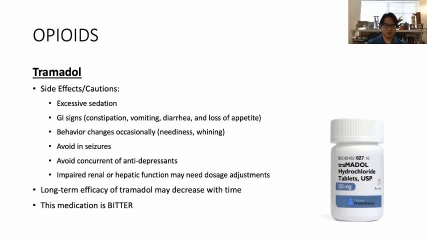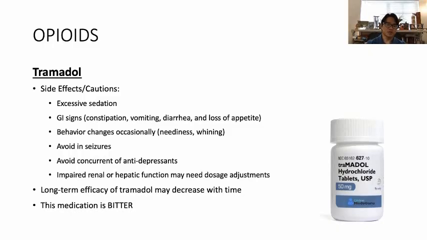Side effects of tramadol include excessive sedation and GI signs, for example, constipation, vomiting, diarrhea, and loss of appetite. Occasionally, you might see some behavioral changes, such as neediness or whining. Because there's a report showing that tramadol may trigger seizures in certain patients, you might need to avoid using tramadol if the patient has a history of seizures or has epilepsy.